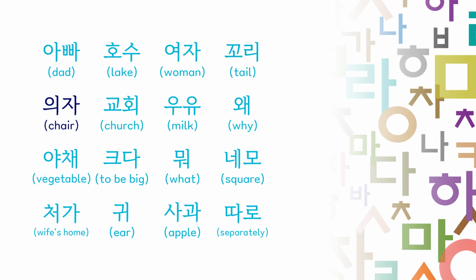The next word is 의자. And this means a chair. And in the first syllable, we have the consonant ieung with the vowel 의. So this is 의.